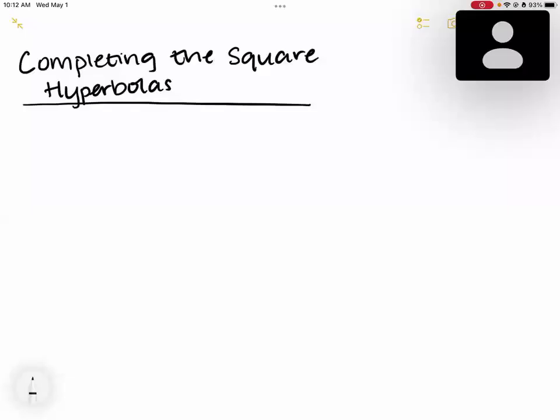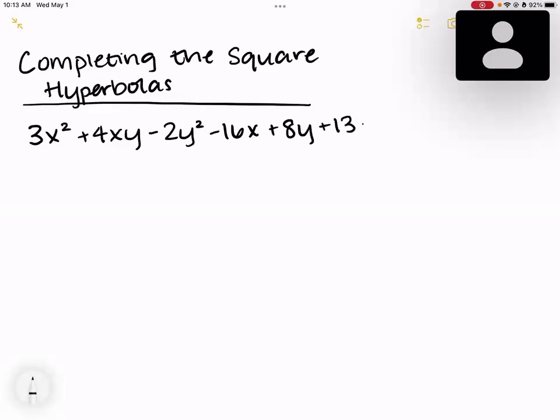Hi everyone. Today we will be talking about completing the square with hyperbolas. I'm going to walk you through an example, so follow along, but I'll explain what I'm doing as I'm going along. Our goal is to convert the hyperbola equation 3x squared plus 4xy minus 2y squared minus 16x plus 8y plus 13 equals 0. We want to go from general form to standard form.